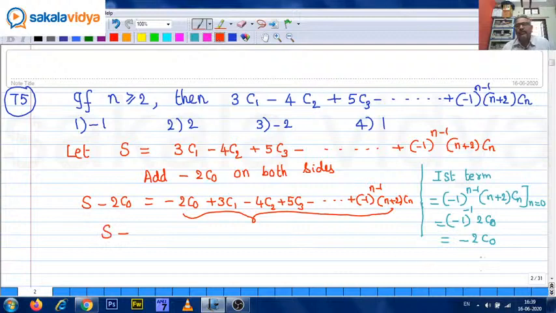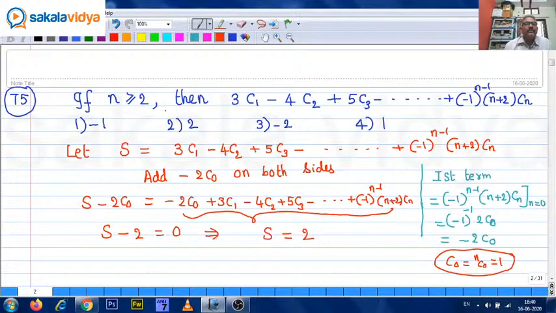So that's why we can write now S minus 2 C naught. C naught, we remember, is nothing but NC0, which is nothing but 1. So this is nothing but 2. S minus 2 is equal to 0. We require S value as 2. So the second option is the right option. Now go through this problem.